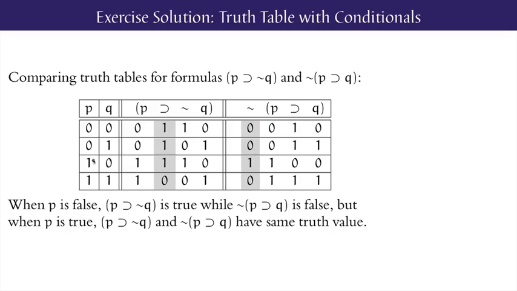On the other hand, when P is true in the last two rows of the table, we see that the two formulas have the same truth value. 1 then 0 and 1 then 0.